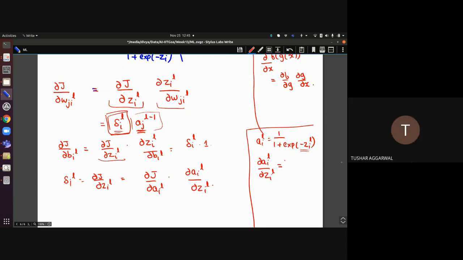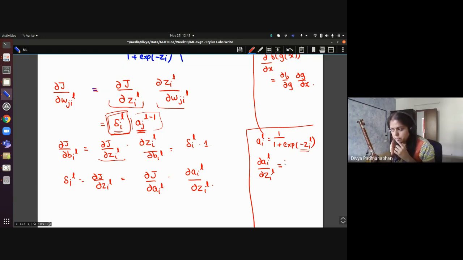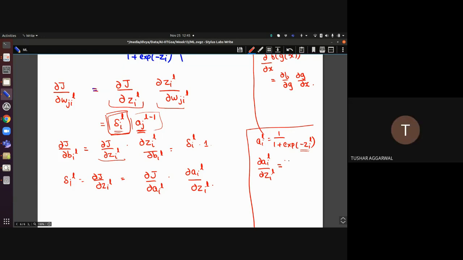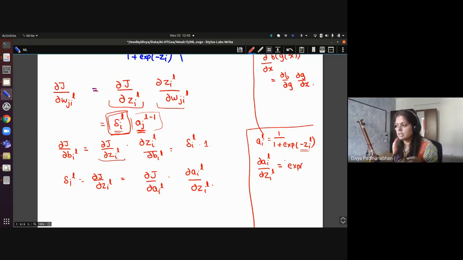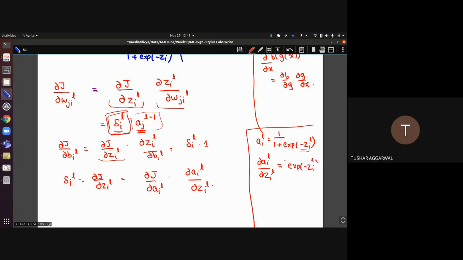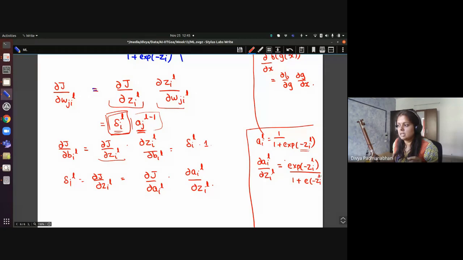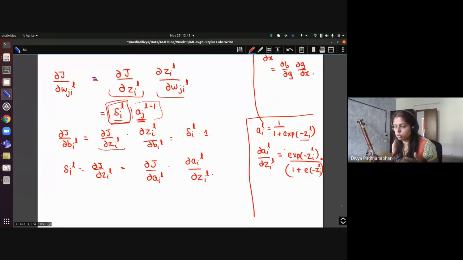Okay, then it will be this. Yes, tell me. e to the power minus z^l, e to the power minus z^l upon (1 plus e to the power minus z^l) the whole square. Okay, so let me just break this down for those of you who might still be figuring it out.